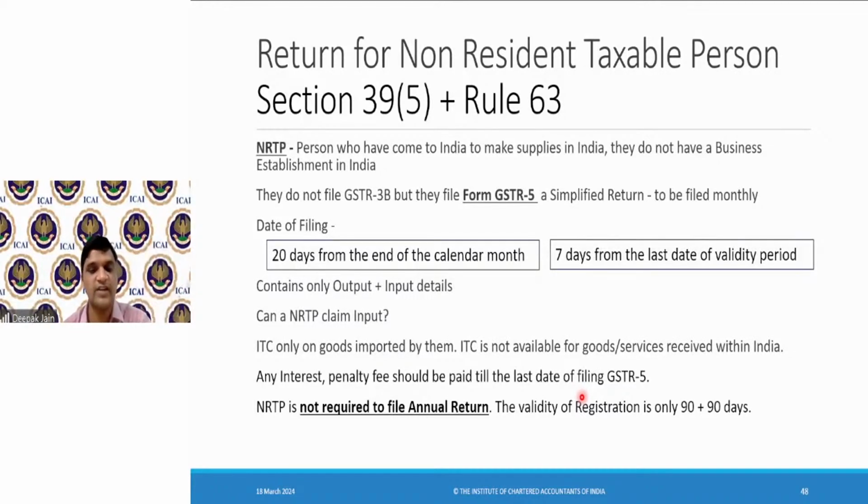So GSTR 5 के बाद उनको payment करना पड़ेगा. NRTP is not required to file annual return. Annual तक वो रहेगा ही नहीं यहाँ पे, तो फिर उसको annual return का बोझ डालने का क्या फायदा? So he will not be required to file any annual return. He will file monthly return itself. And the validity of registration हमने बता दिया 90 plus 90 days है.